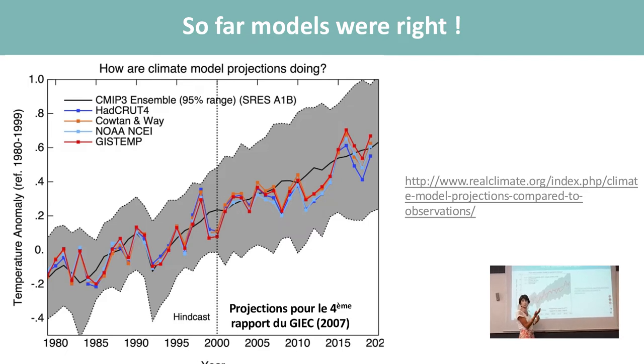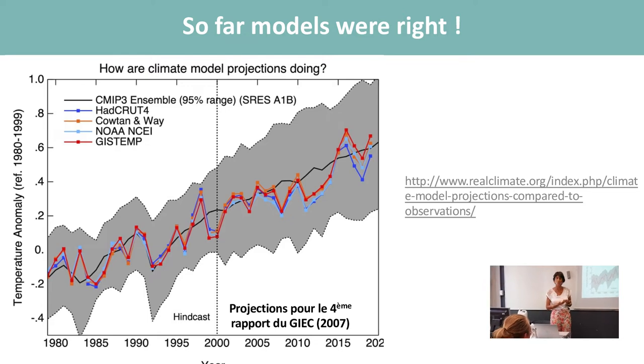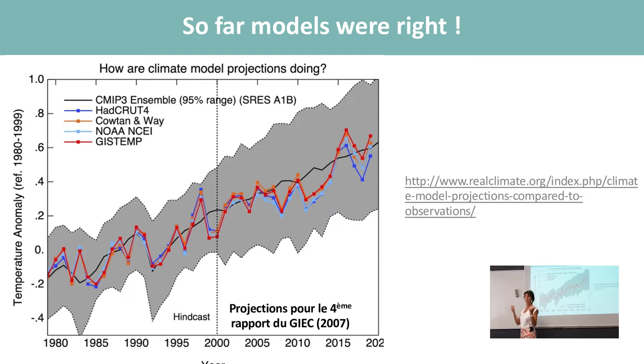So when you look at what was projected, and in fact, the projection was the dark line, with, of course, a spread of errors because it's a model and there are several models. And the red and the blue are observations. And in fact, the models were not wrong. Of course, they cannot reproduce those small oscillations, because those oscillations are due to the internal natural variability of the climate system. And all models are not paced with the same internal variability.